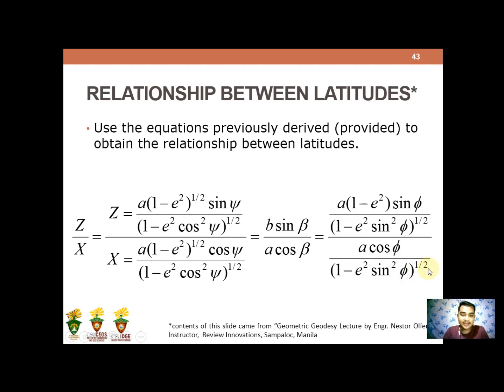So some terms will cancel. First is this one, 1 minus e squared, and also that one. They cancel. Next, again, the denominators cancel.